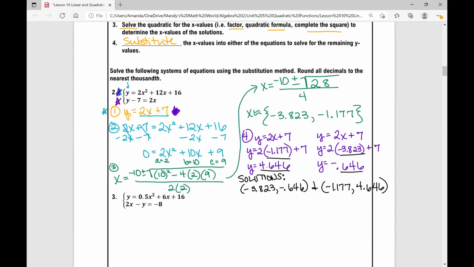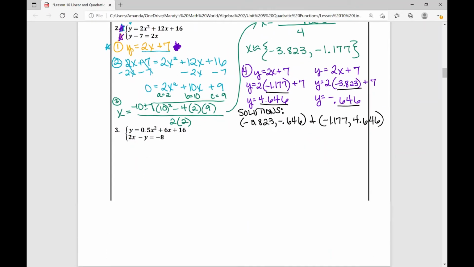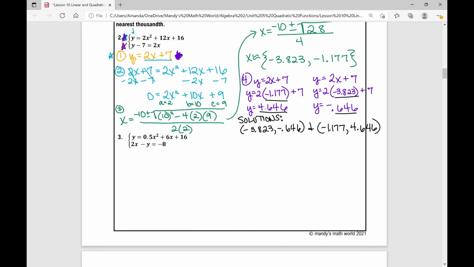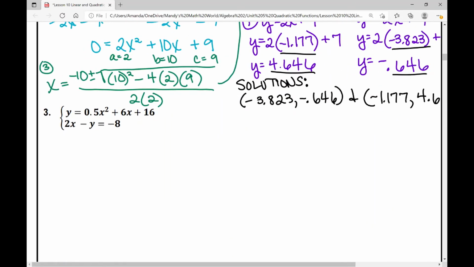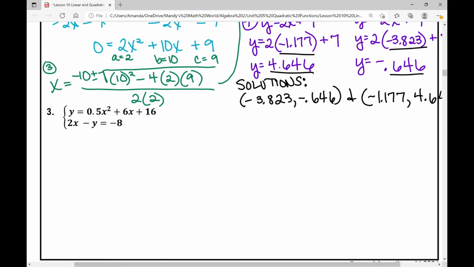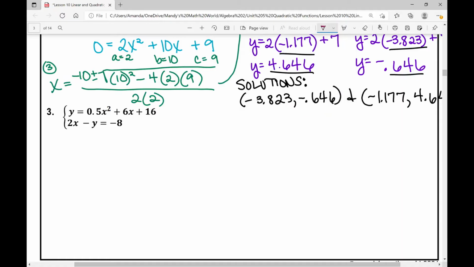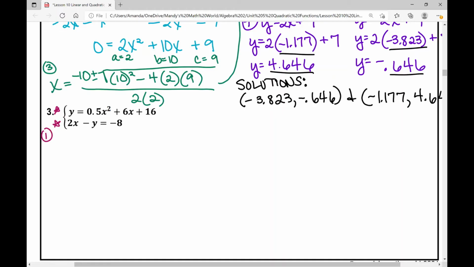Let's move on to example number 3. In example number 3, what do we have here? Okay, I've got y equals 0.5x squared plus 6x plus 16. So I've got a quadratic written in standard form, and then I have a linear equation not written in standard form. So what I want to do is actually solve for y in this equation.